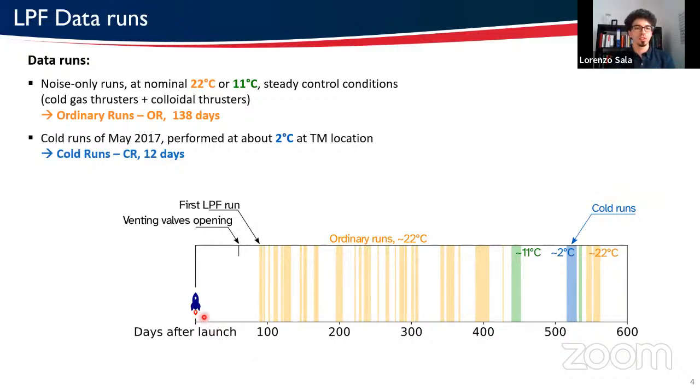After some days of commissioning before starting the operation, LISA Pathfinder began its ordinary operations with these ordinary runs, which were performed at 22 Celsius and also 11 Celsius. We call all of them the ordinary runs. What I would like to notice is that there was a period of 12 days in which the temperature was brought down even further to about 2 Celsius. This period was really important for the glitch properties, as you will see. After that period, the temperature was brought up again to 22 Celsius. So here we have these 12 days of cold runs and these 138 days of the ordinary runs.